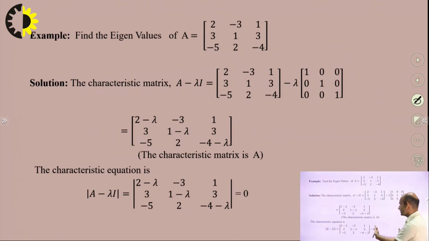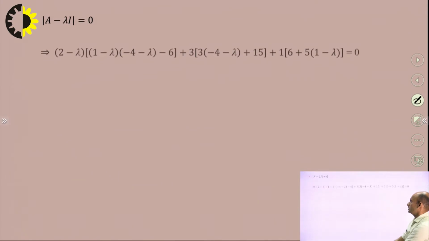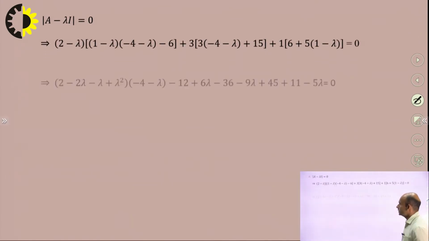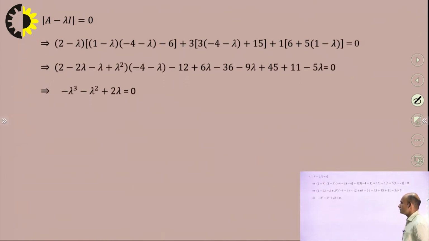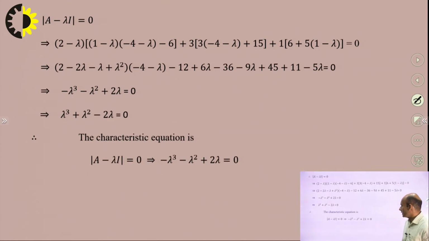We can solve this determinant directly, and after solving it we get an equation which is a cubic in lambda. So this is the equation: minus lambda cube minus lambda square plus lambda equals 0. We can solve this with the help of expansion of the determinant, and this is lambda cube plus lambda square minus 2 lambda equals 0. And this is the required characteristic equation which we can find.